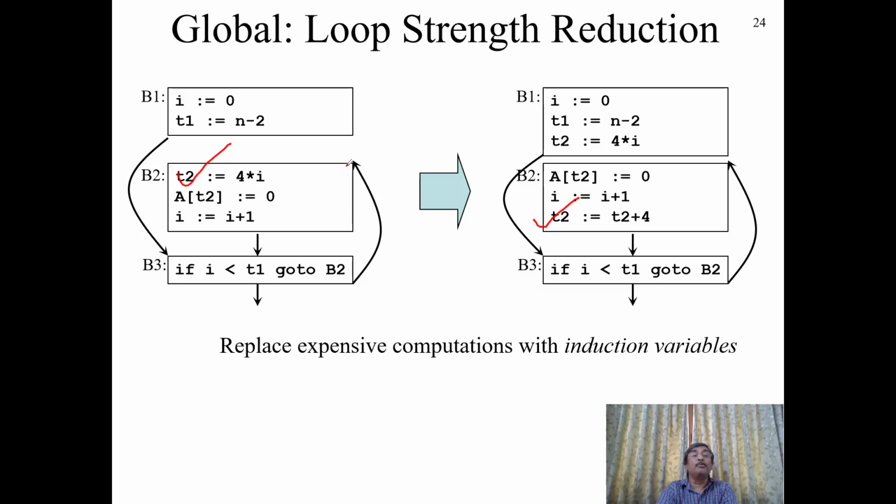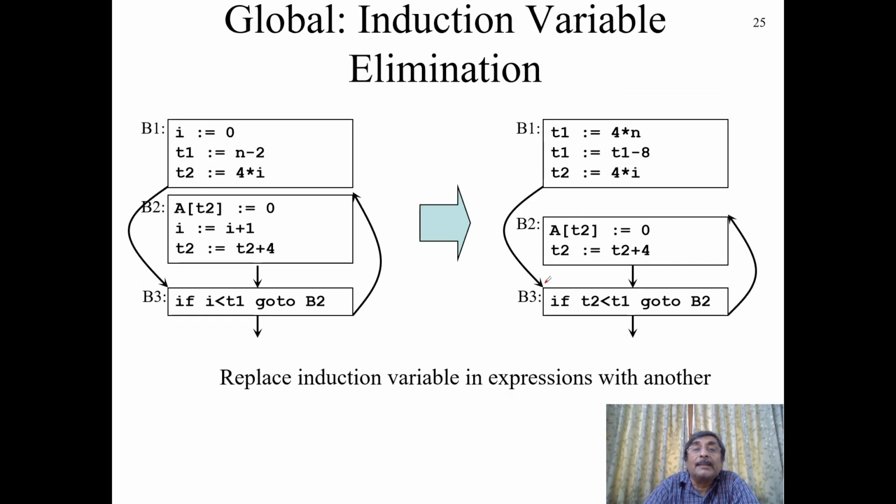So here T2 becomes 0, 4, 8, 12, 16, 20, 24, right? Here also T2 becomes 0, 4, everything like that. So that is how I reduce the strength of the loop. And that's enormous. If this loop is going a million times, then a million times this saving will occur. Enormous saving. And I think the last one is induction variable elimination.